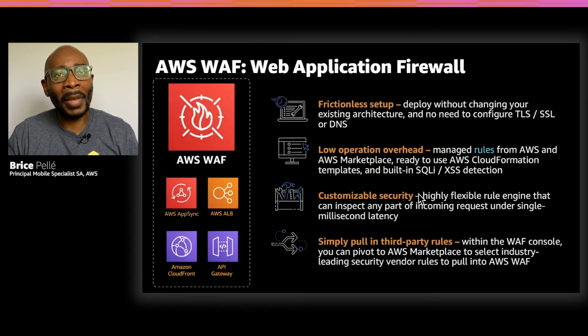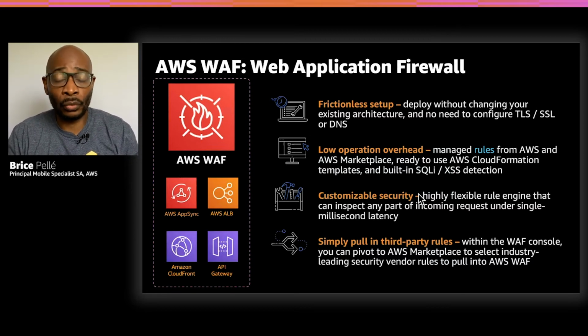AWS WAF is a web application firewall that runs on AWS. And it integrates with services like AWS AppSync, of course, AWS ALB, Amazon CloudFront, and API Gateway. But it's really easy to set up. Again, it's a managed service, so there's no infrastructure for you to manage. There's really low operational overhead.